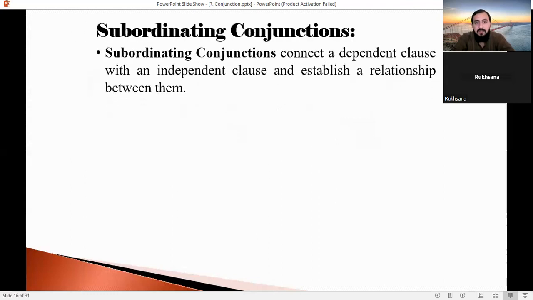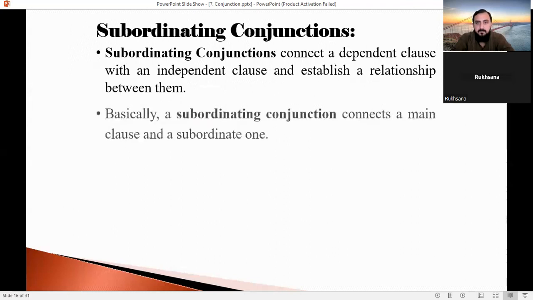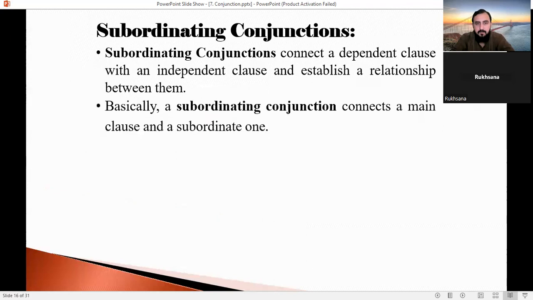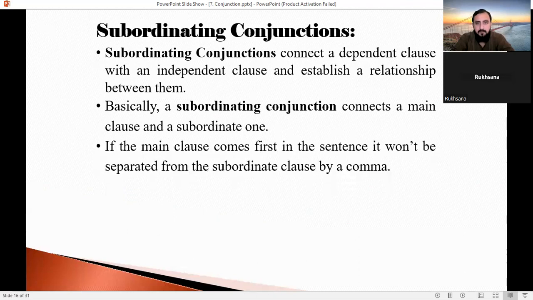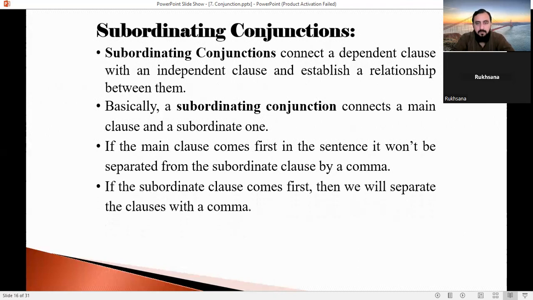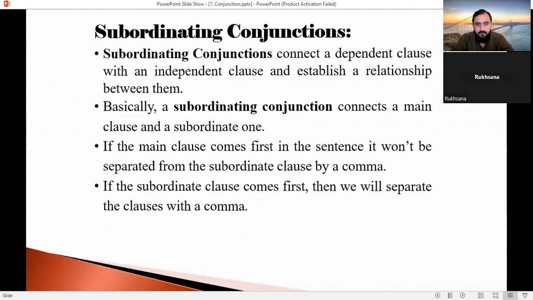Okay, subordinating conjunctions. Subordinating conjunctions connect a dependent clause with an independent clause and establish a relationship between them. Basically, a subordinating conjunction connects a main clause and a subordinate one. If the main clause comes first in the sentence, it won't be separated from the subordinate clause by a comma. If a subordinate clause comes first, then we will separate the clause with a comma.